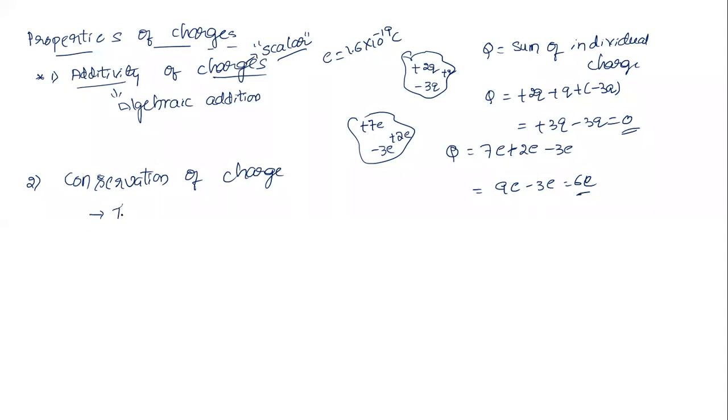The total charge of a system remains constant. That is what we call conservation of charge.